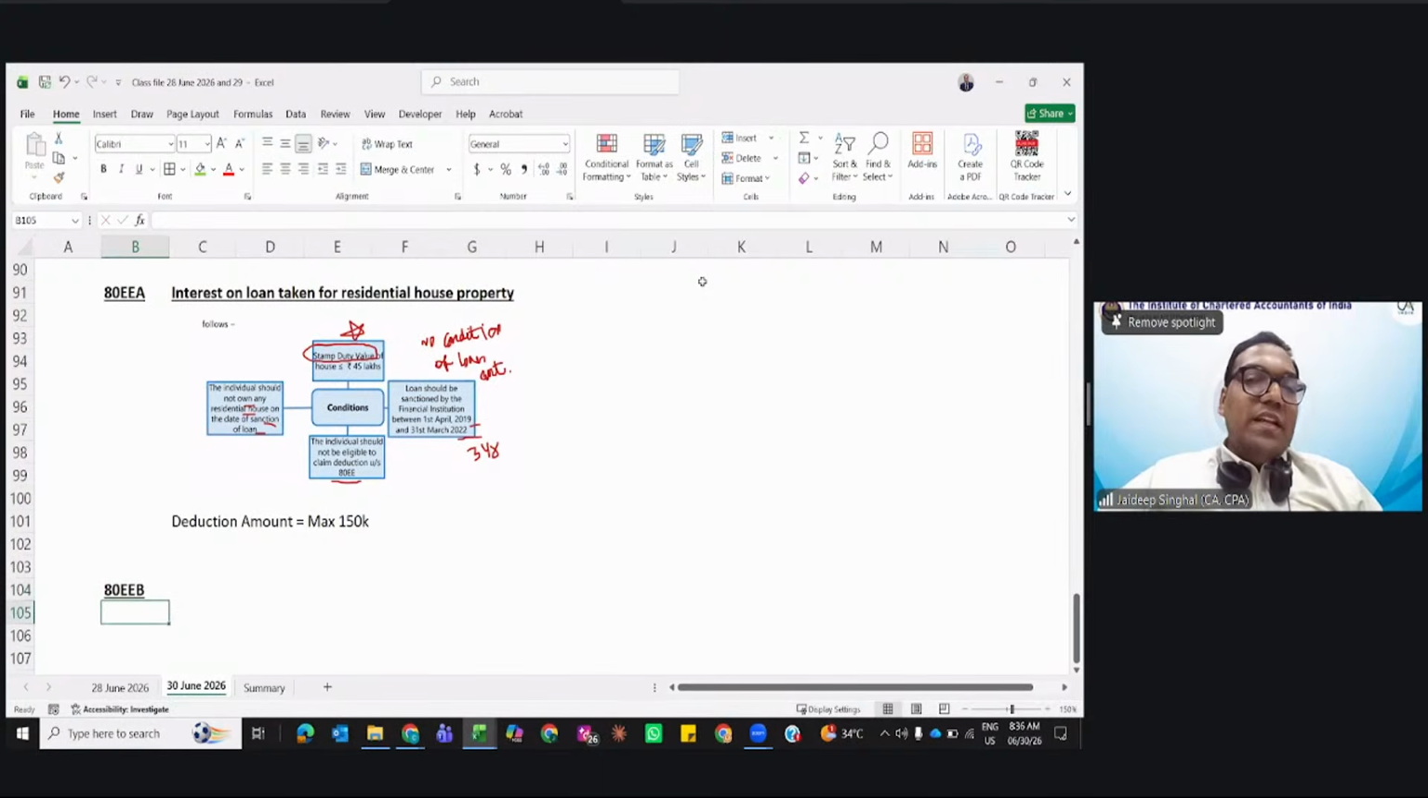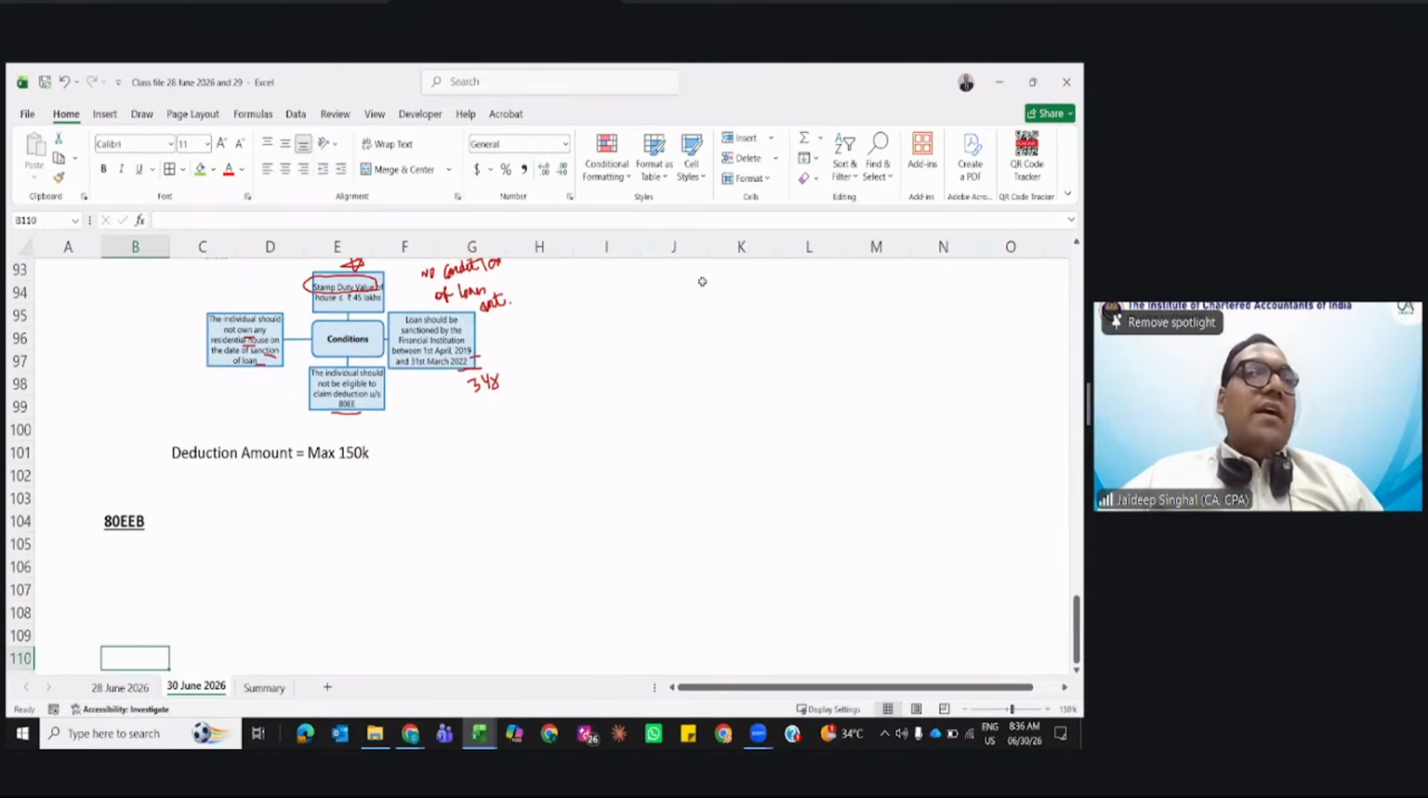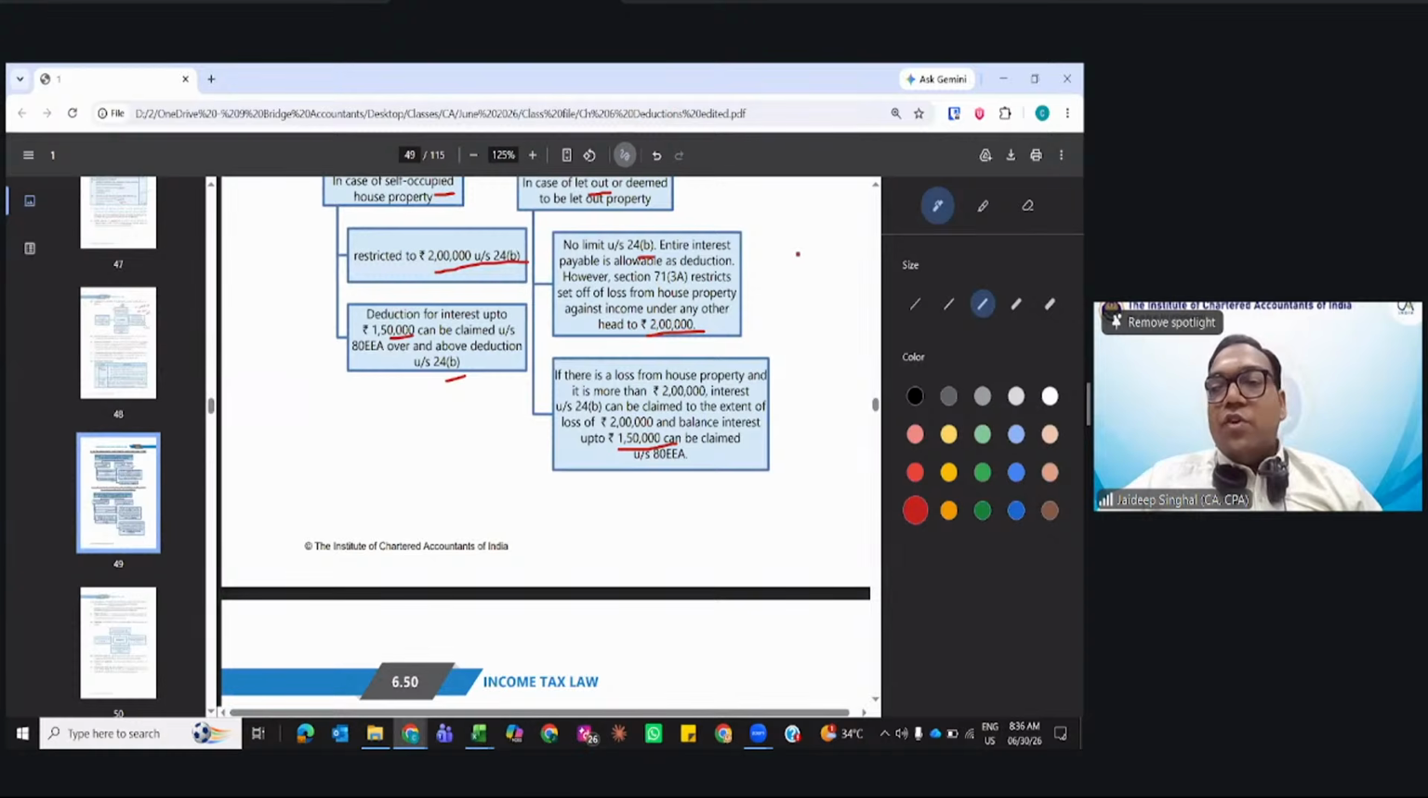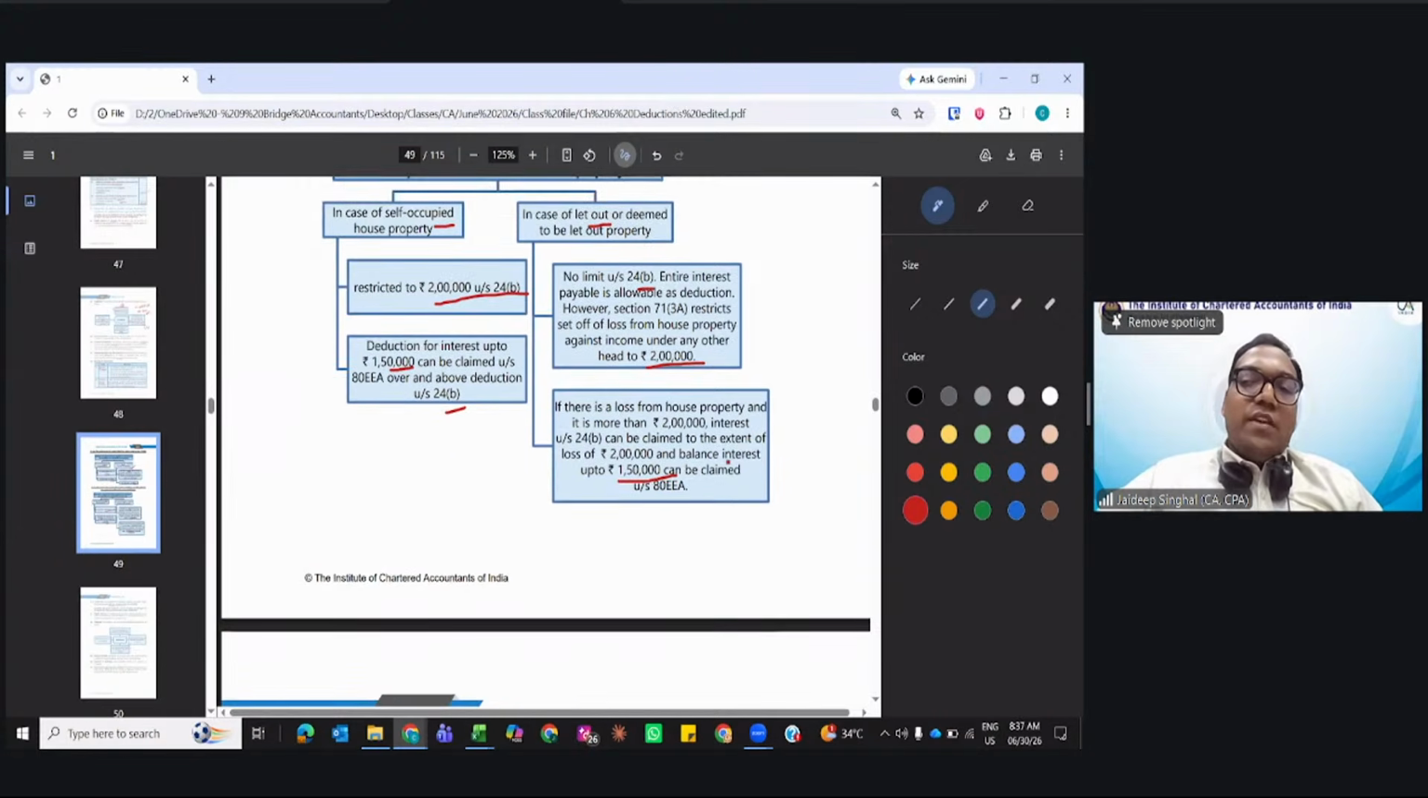Okay, before proceeding, let me clarify the queries. Anil, you're confused about the inter-head set-off. What is the confusion? Quickly tell me. You have a loss. Under 24B, there is no limit for interest as deduction up to the loss. In case the house property loss is more than 2 lakh, interest of 24B you can claim under the section up to 2 lakh and extend here. Fine.